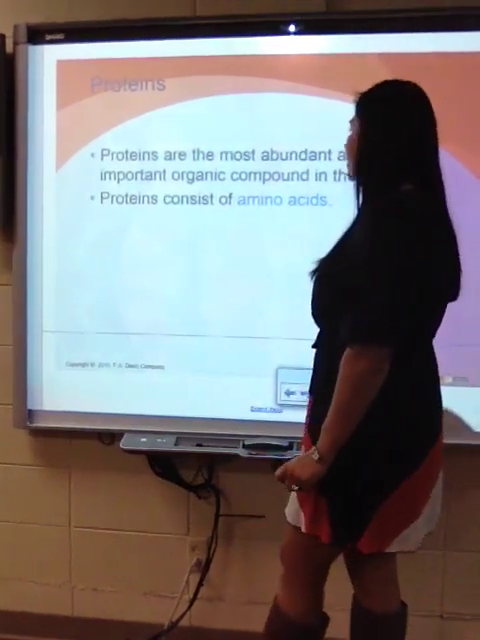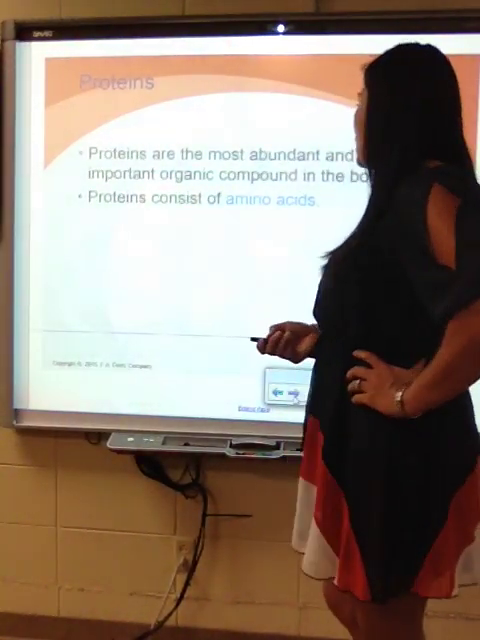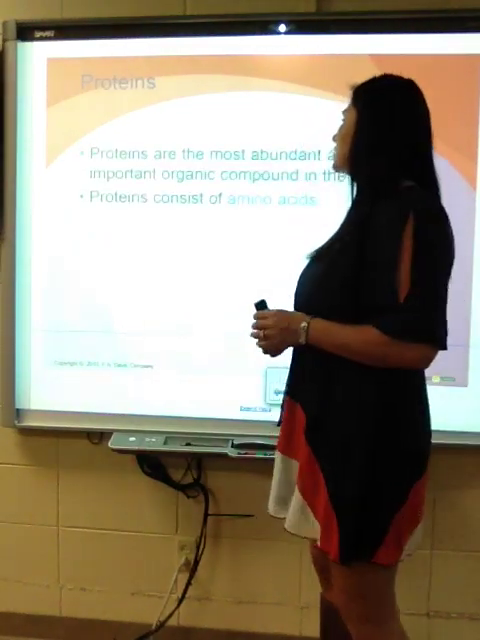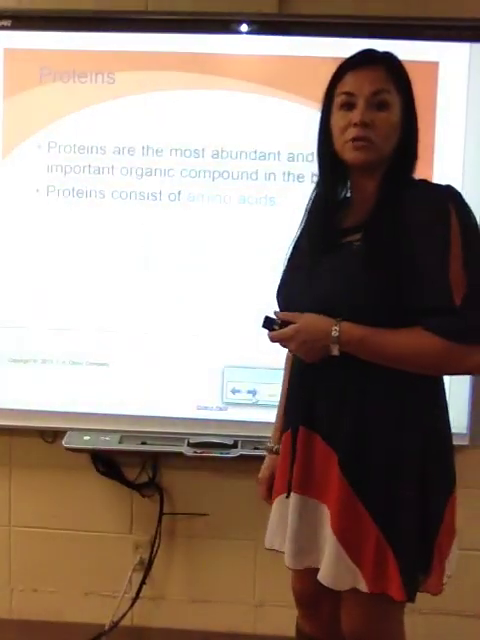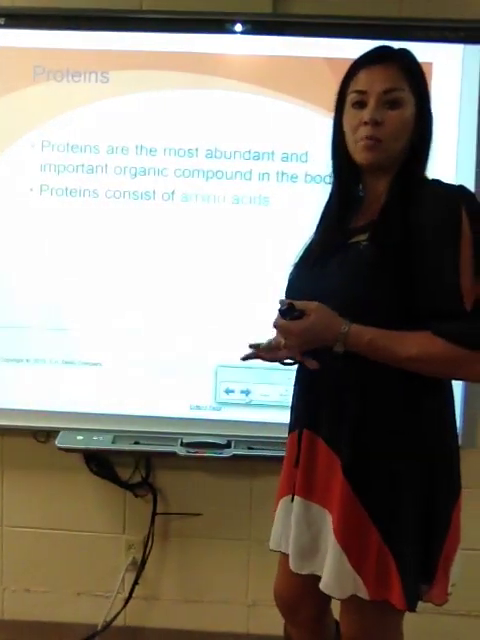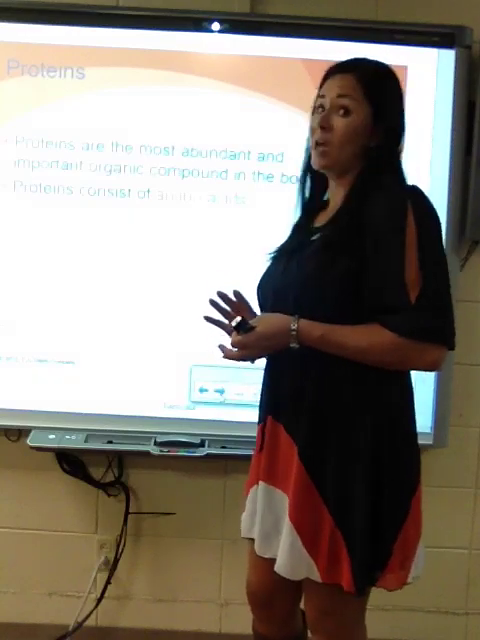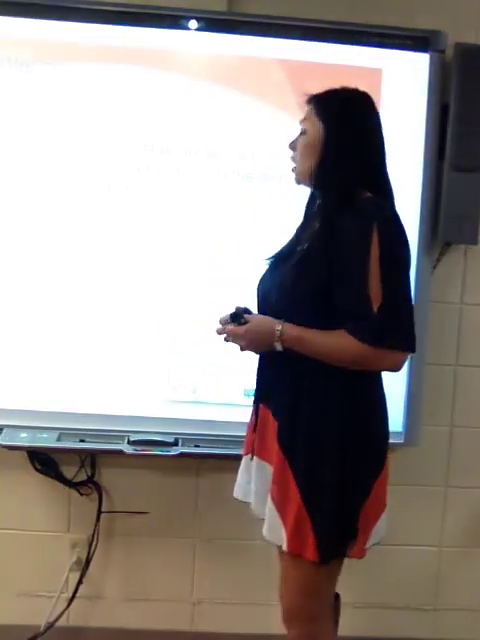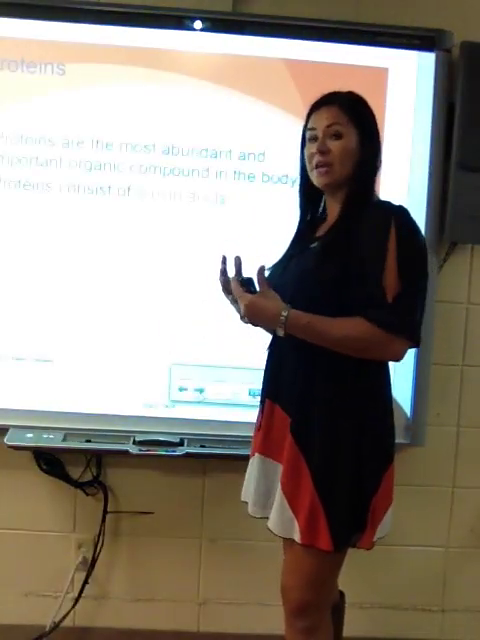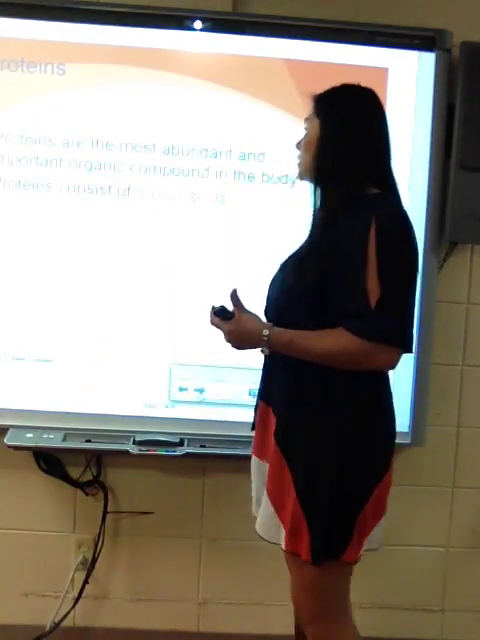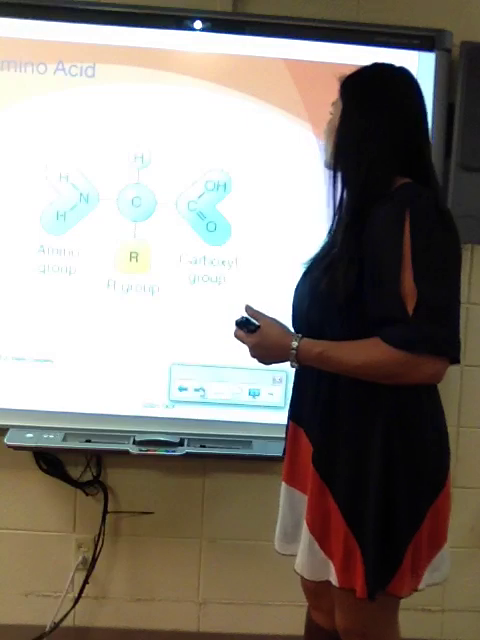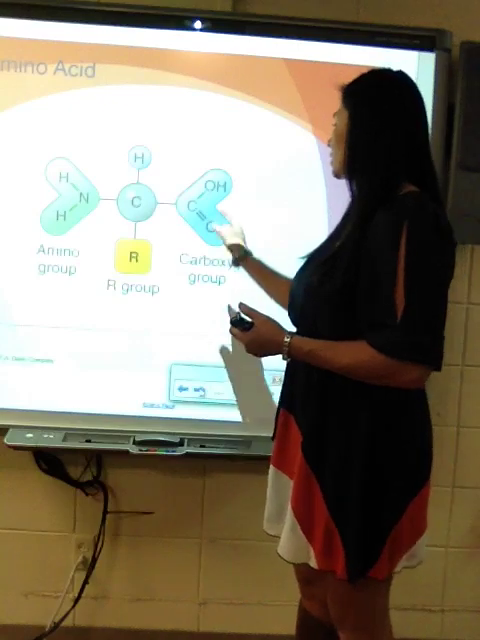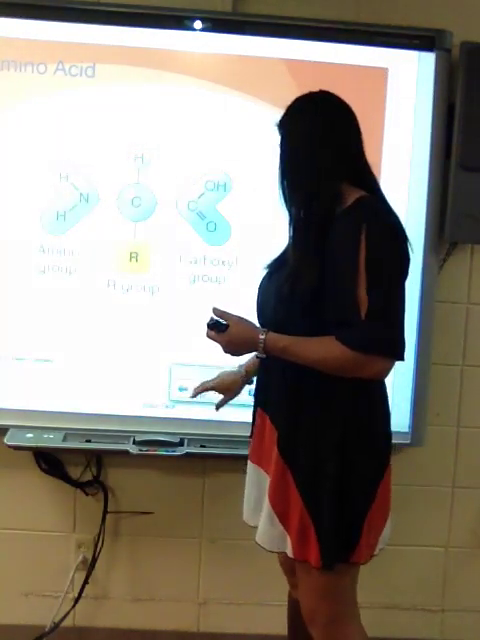Proteins are the most abundant and important organic compound in the body. Proteins are made up of amino acids, so they're chains of amino acids. You will hear lots and lots about protein. So yes, we know it's important to have proteins to build muscle, but antibodies in our body are also made of proteins. A lot of the functioning things that are going on in our body are made from proteins. So they're extremely important. Amino acids, what an amino acid looks like. Again, it's going to be several chains of these to make a protein.